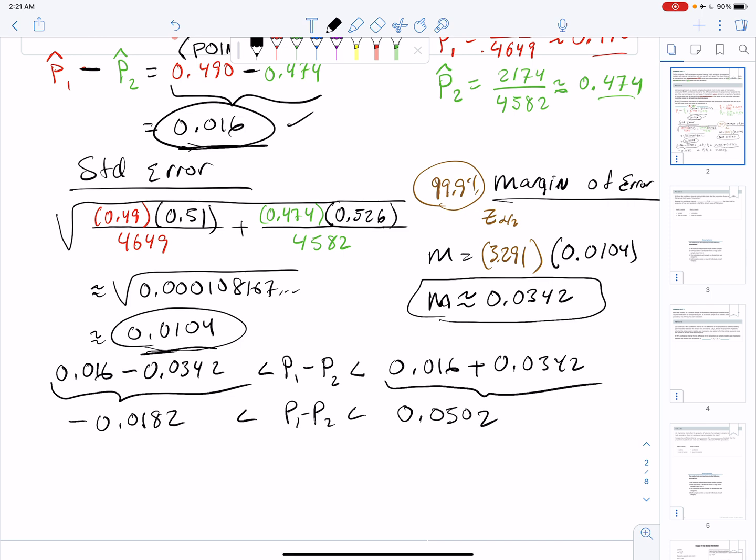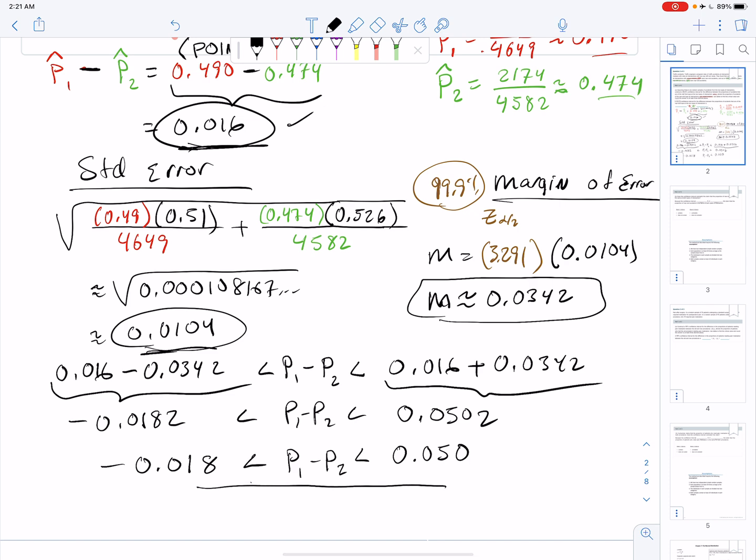0.0502. Now this book is saying rounded to at least 3 decimal places, so I'll go ahead and round it to 0.050. And over here, this is negative 0.018. And that's the 3 decimal places. Whoops, less than symbol. That's my confidence interval at a 99.9% confidence level.